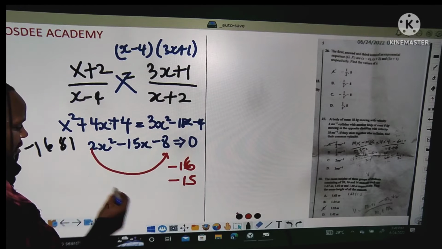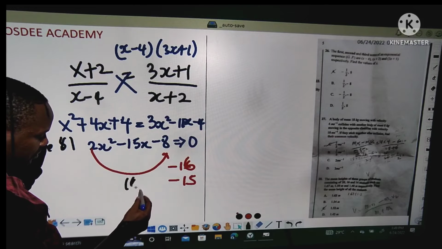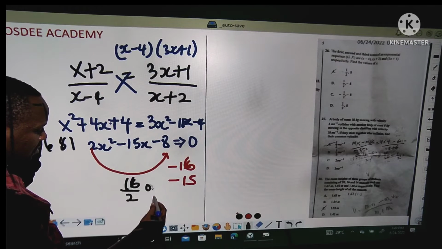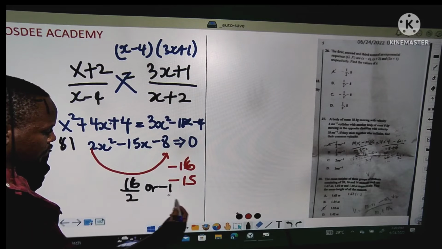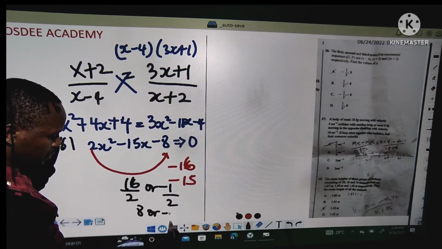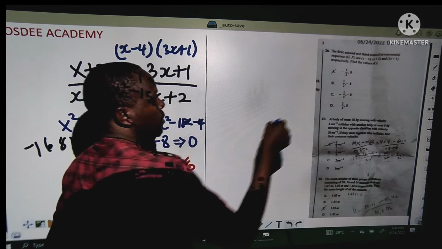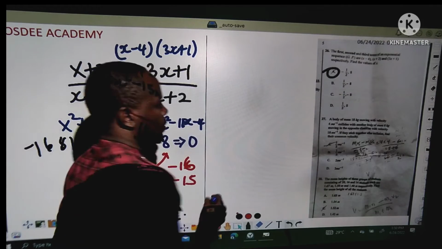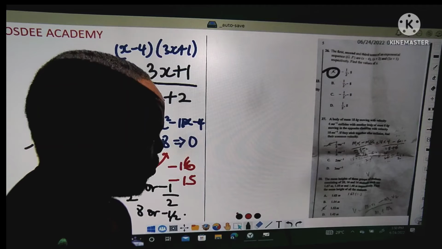So if this is 16, then the answer will now be 16 over 2. Very frustrating. Or this one that is 1 will end with minus 1 over 2. 16 over 2 is 8, or minus 1 over 2, because we don't have coordinate. So that is what I would look for, and that is correct. So I think this, my student really tried, from what I've seen so far.